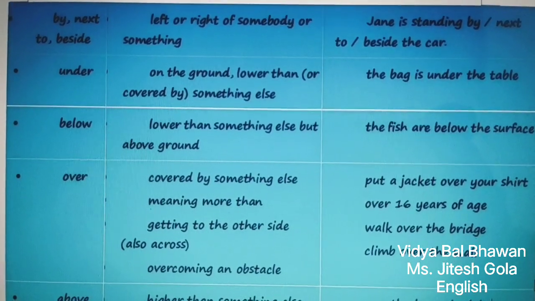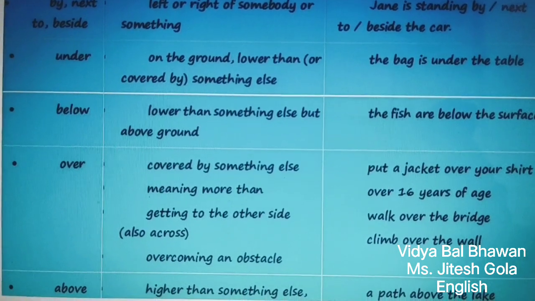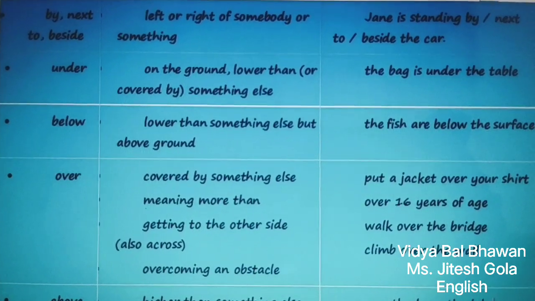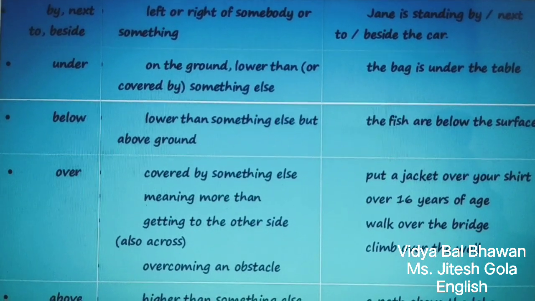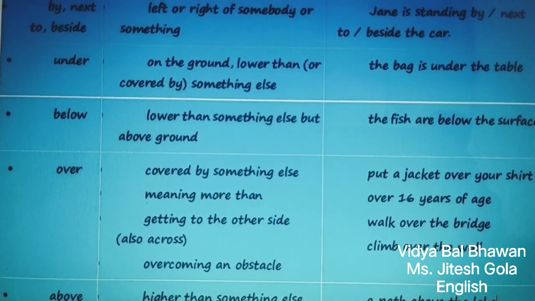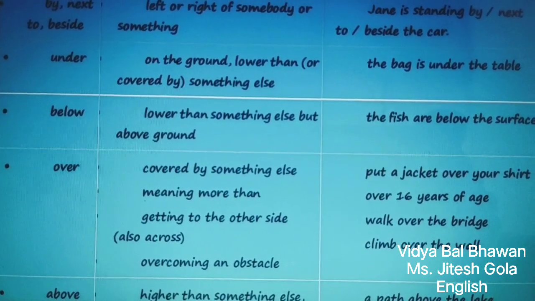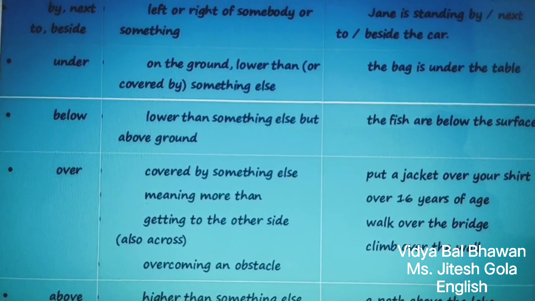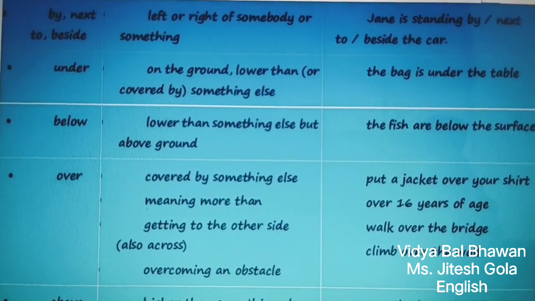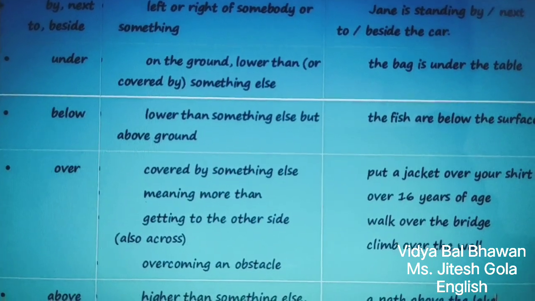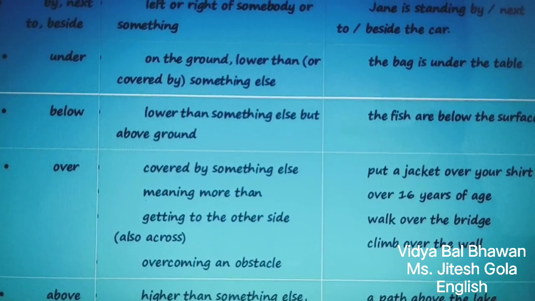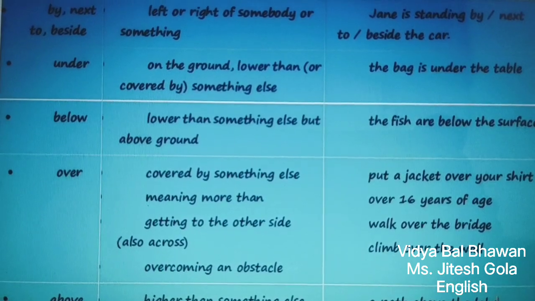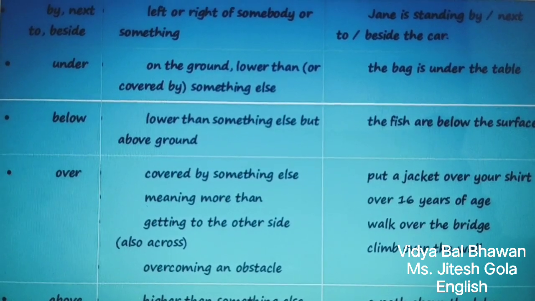Next one I am taking below. It can be taken as lower than something else but above the ground. Please carefully look at the usage of the different prepositions here, because many of the students get confused between under and below. They are not able to understand how they have to create the difference between these two words. Clear? So here we are talking about lower than something else but above the ground, whereas under, if we talked about on the ground, which was lower than something else but it was on the ground.